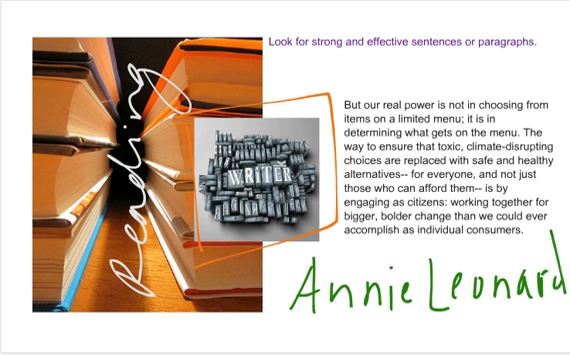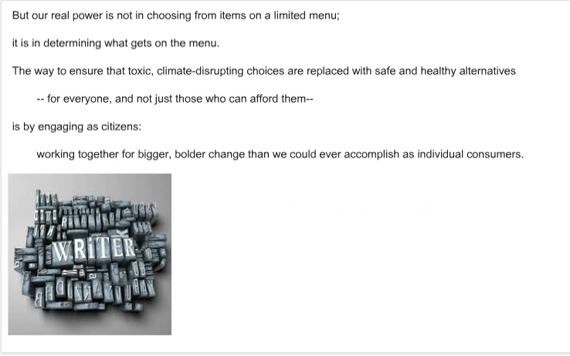But our real power is not in choosing from items on a limited menu. It is in determining what gets on the menu. The way to ensure that toxic, climate-disrupting choices are replaced with safe and healthy alternatives for everyone and not just those who can afford them is by engaging as citizens, working together for bigger, bolder change than we could ever accomplish as individual consumers. Start by taking the sentences and breaking them into their parts.